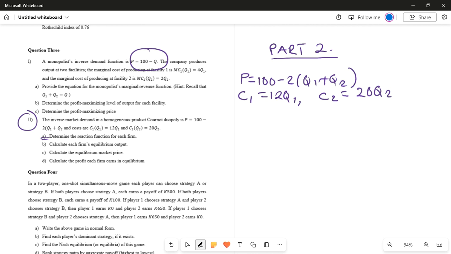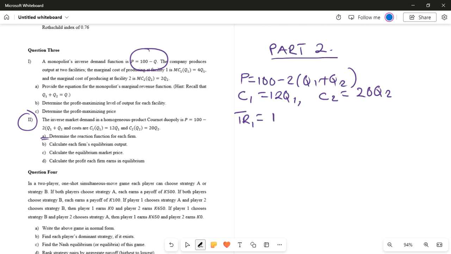A reaction function is just a function that describes the amount of output that one firm can produce, given that the other firm is also producing its own output level. So in this case, we should just find a function that is going to describe the output produced by firm 1 and also the output produced by firm 2. Right, so step number 1 is to get the total revenue function for firm number 1.